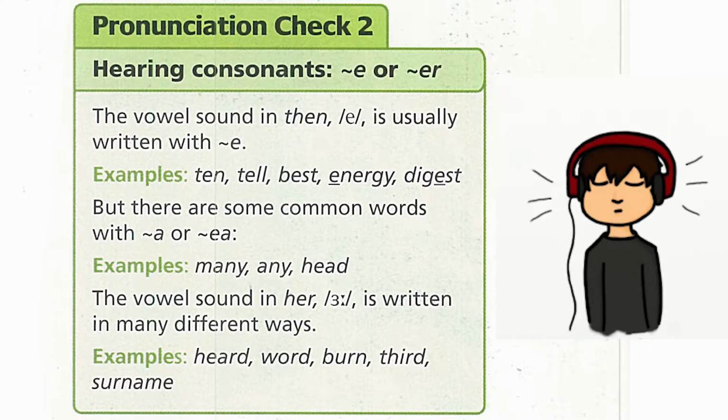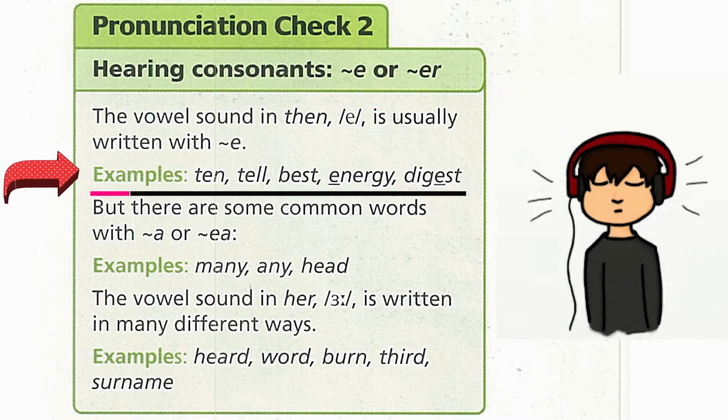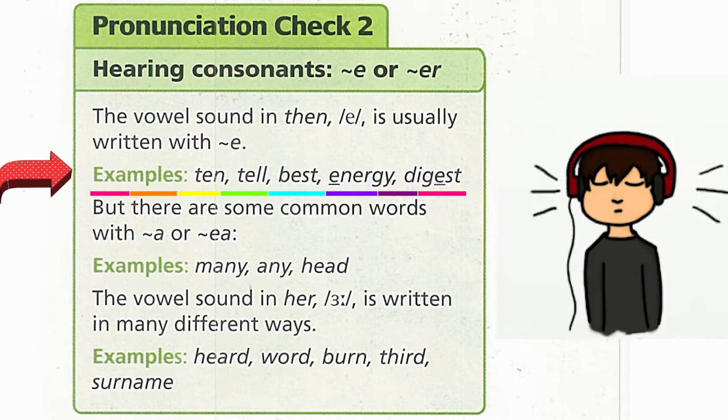Now let's go to the second pronunciation check in this episode. You have it in your book and on your screen, same like the first one. Here we're talking about hearing vowels that are spelled either E or ER. The vowel sound in then is usually written with E. For example, ten, tell, best, energy, and digest.